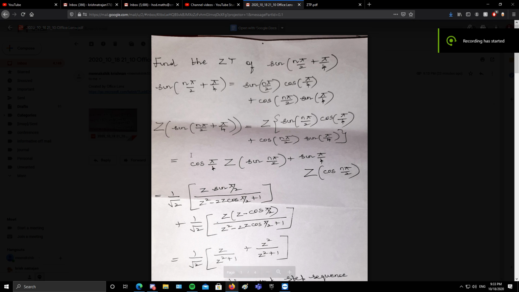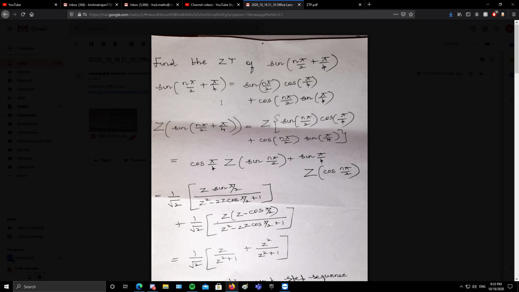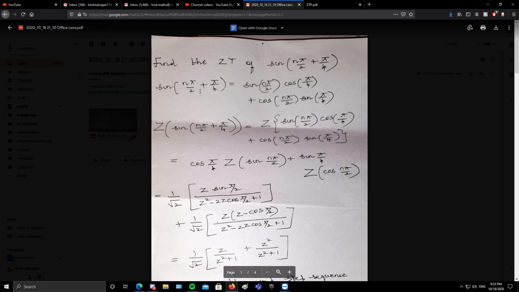We'll see some more problems from Z transform. Find the Z transform of sine of n pi by 2 plus pi by 4. Whenever you get a problem like this, you make use of the sine of a plus b formula, sine of a minus b formula, or cos of a plus or minus b formula. So what is sine of a plus b? Sine a cos b plus cos a sine b.